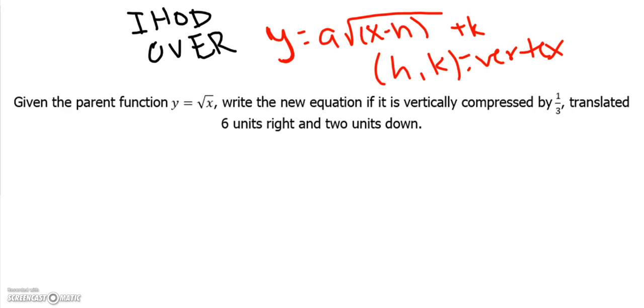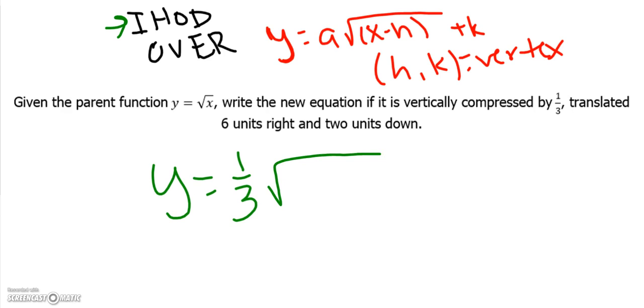Alright, so the first thing that we have is it's vertically compressed by 1/3. This is our a, so it's going to go on the outside. So I'll have y equals 1/3 on the outside. Translated 6 units to the right. This one is on the inside because it's a horizontal shift and it's going to be the opposite. So when you hear 6 units to the right, you typically think, oh hey, that's plus 6. But in all reality, it's x minus 6 because x is a liar.